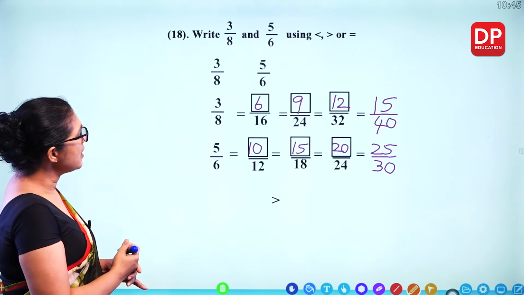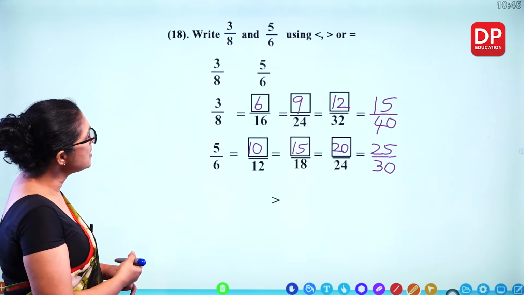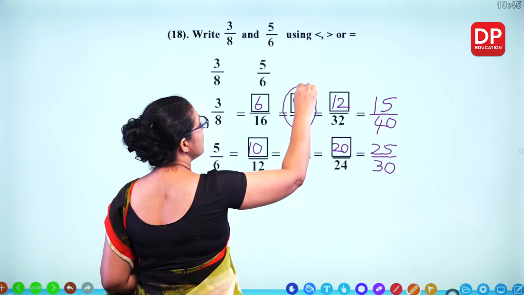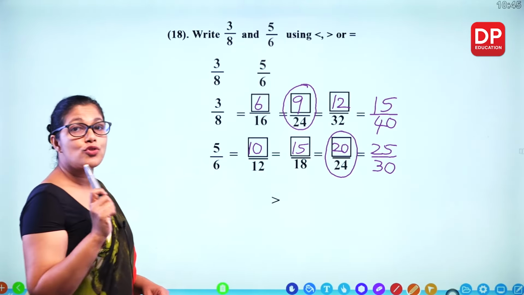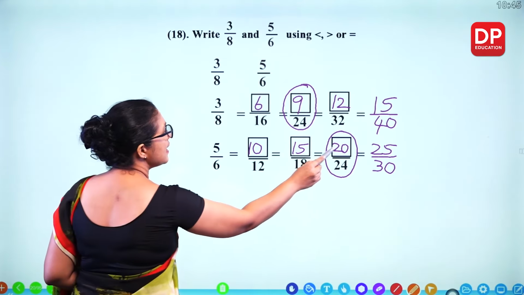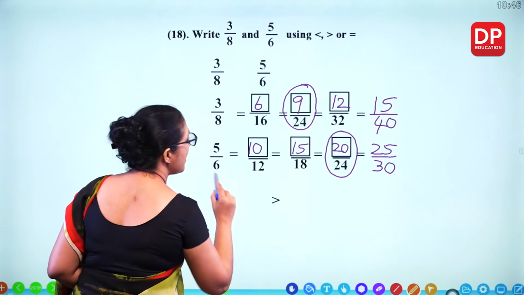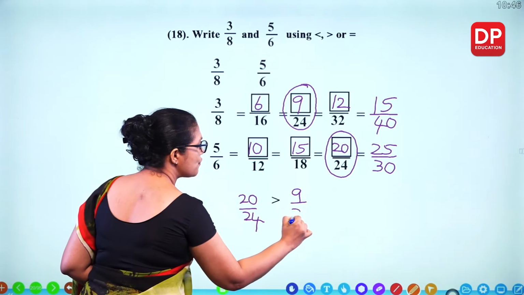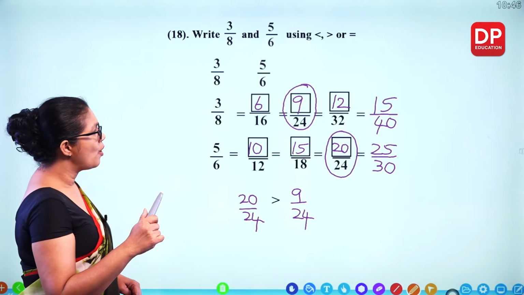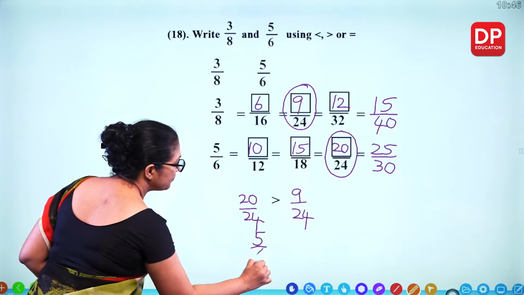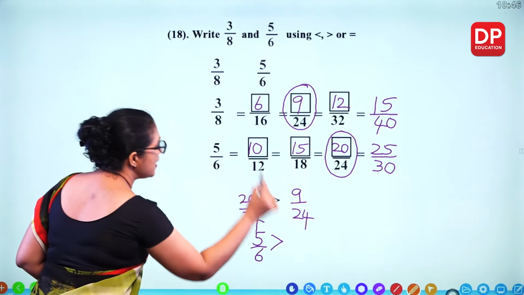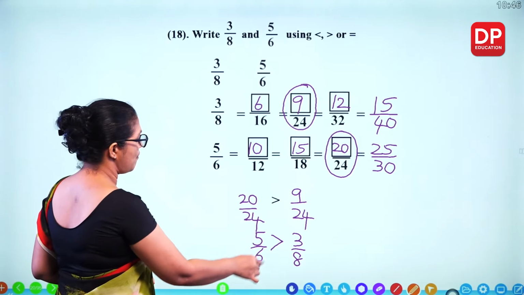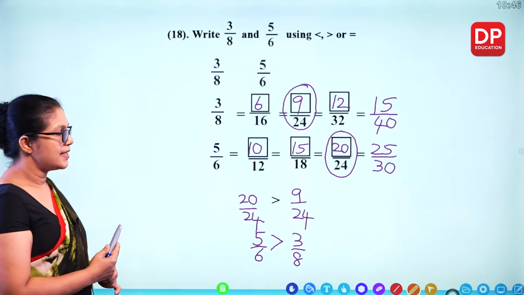Now, look carefully and identify the same denominator. Can you see? This one and this one. You can compare because you get the same denominator. We see 20 is bigger than 9. So you can say 20 over 24 is bigger than 9 over 24. Now what is 20 over 24? That's 5 over 6. It is bigger than 9 over 24, which means 3 over 8. So which one is bigger? 5 over 6 is greater than 3 over 8.